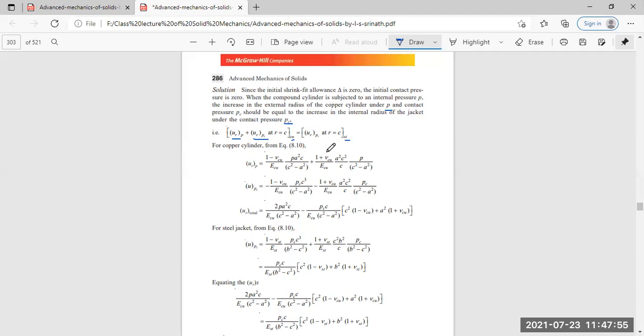And with this, we will add the effect of the external pressure on the copper tube itself: (1 plus V) times (A squared plus C squared) divided by C, and P divided by C squared minus A squared, where A is the internal radius of the copper tube, C is the external radius of the copper tube, P is the internal pressure, and E is the modulus of elasticity of the copper tube, as per our previously discussed formulas. Next, what will be the displacement of the copper tube due to the internal contact pressure PC? These two expressions will be the same, but here the pressure will be replaced by PC itself.